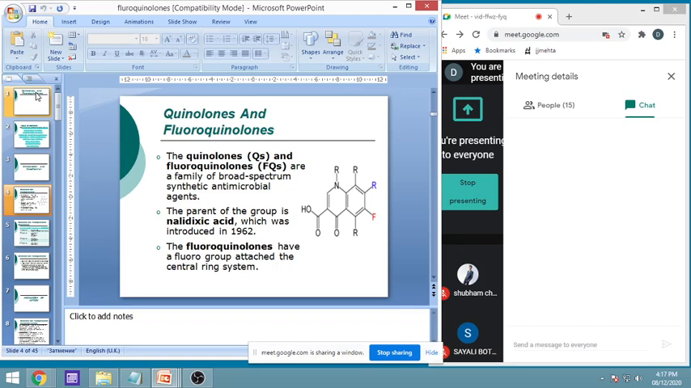They are a family of broad spectrum synthetic antimicrobial agents. The parent of the group was nalidixic acid, which was introduced in 1962. Nalidixic acid was a quinolone, and then later a fluoro group was inserted, and it has a fluoro group attached to the central ring system, and therefore we call them fluoroquinolones.